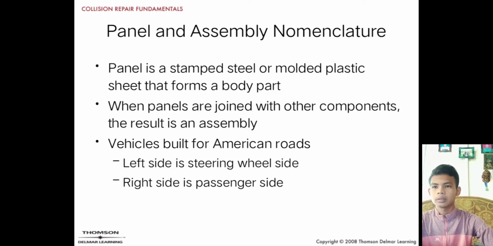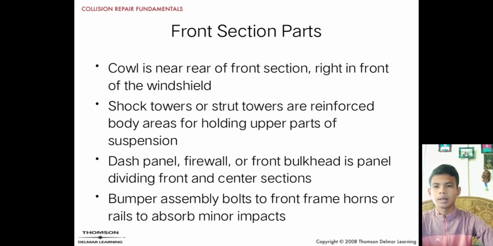Cowl is near the rear of the front section, right in front of the windshield. Shock tower or strut tower is a reinforced body area for holding the upper part of the suspension. Dash panel, firewall or front bulkhead is the panel dividing the front and the center section. Bumper assembly bolts to the front frame horns or rail to absorb minor impact.